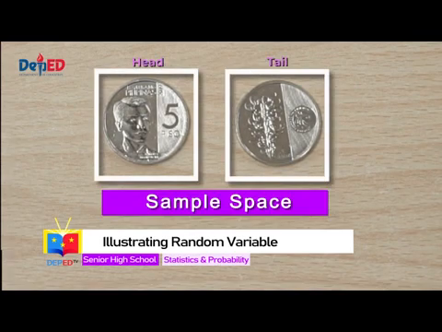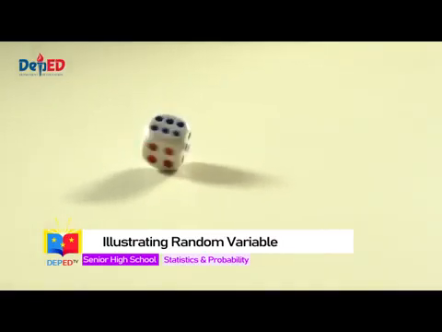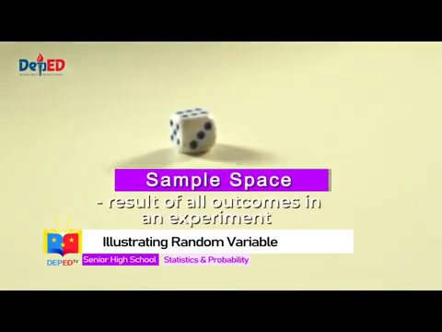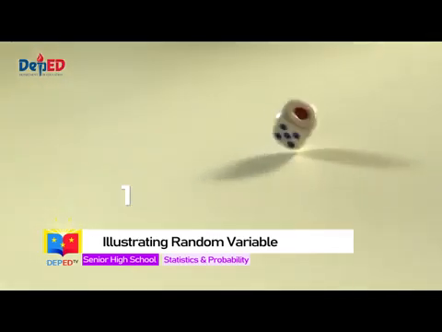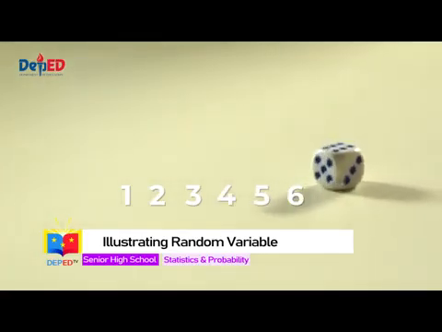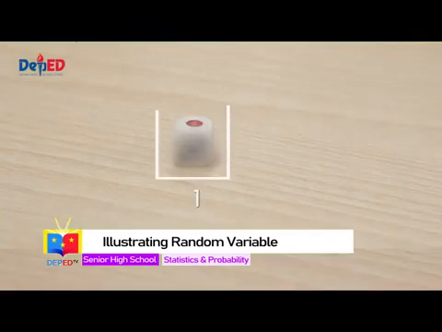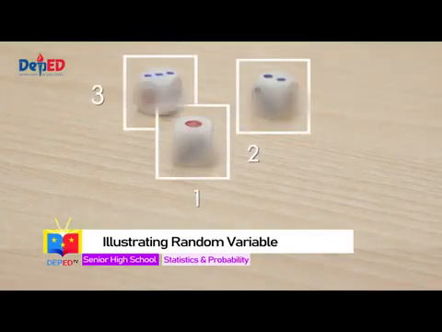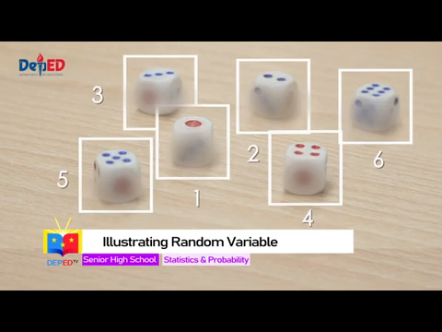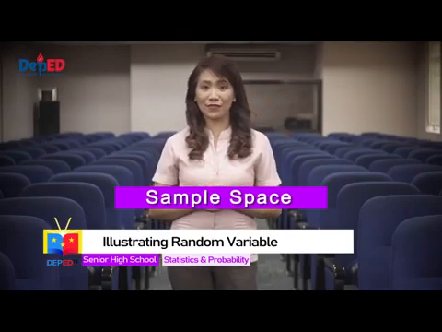Let's have another experiment. When we roll a die, what is the sample space? Remember, sample space is the set of all outcomes in an experiment. If your answers are 1, 2, 3, 4, 5, or 6, your answer is correct. Thus, the sample space of rolling a die is 1, 2, 3, 4, 5, and 6, because these are the possible outcomes when rolling a die. Sample space is often used in getting the probability of an event.